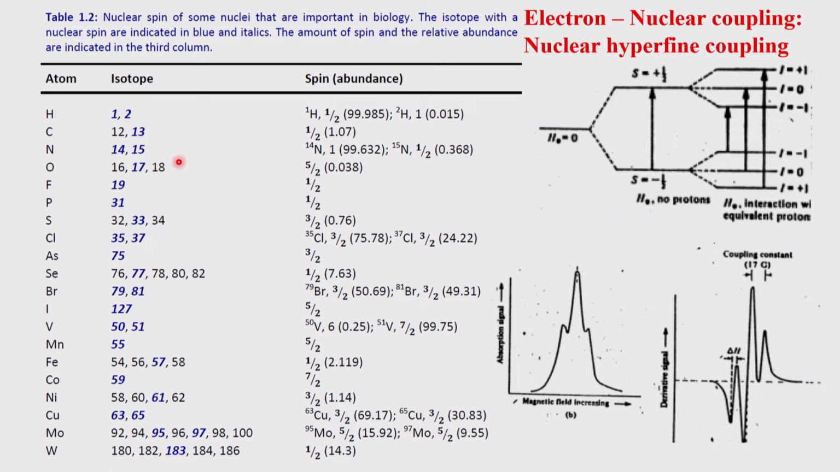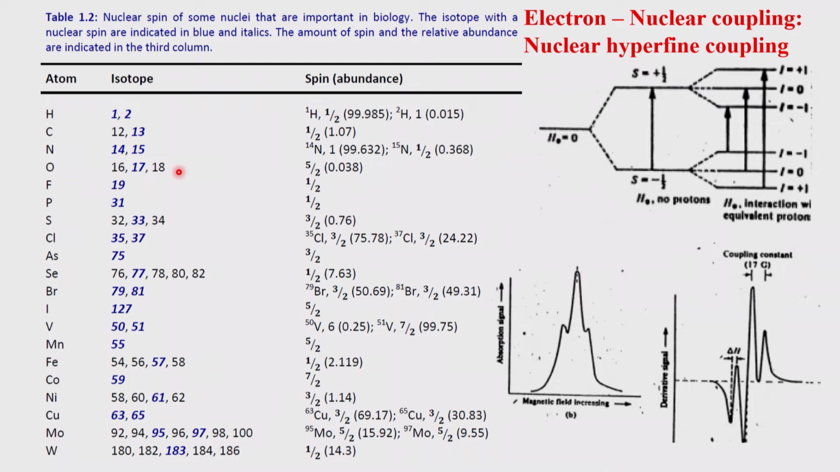Now come to nitrogen 14 and 15. Nitrogen 14 has I equal to 1 with 99.6% abundance, that is the maximum, and 15 has I equal to 1/2. This is also supposed to couple, but its abundance is so little that you will not see the corresponding coupling values. So essentially for nitrogen you will see only 14, for carbon you will not see anything unless you enrich with 13. Hydrogen you will see with only 1 unless you deuterate it, same thing.